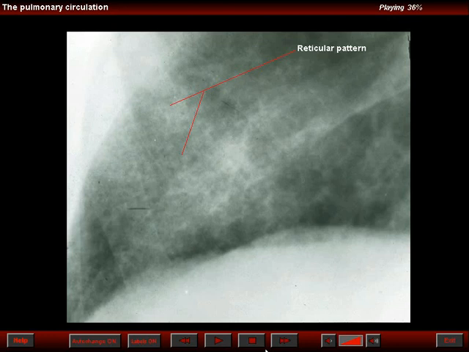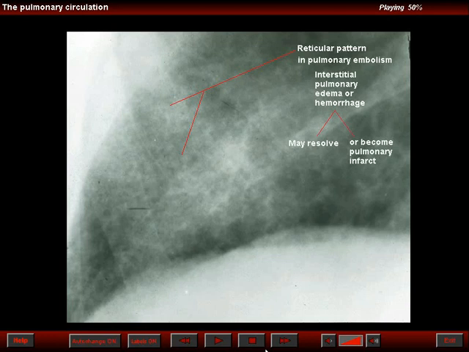What causes reticulation of the lung in a patient with pulmonary thromboembolism? This usually is due to interstitial pulmonary edema and/or hemorrhage, and it can resolve completely or may become a pulmonary infarct. This finding of focal reticulation has been described as incomplete infarction or pre-infarction. Both terminologies we believe are erroneous. It is not a pre-infarct of the lung because it can resolve rather quickly, and it is not an incomplete infarction because there may be no infarction whatsoever.